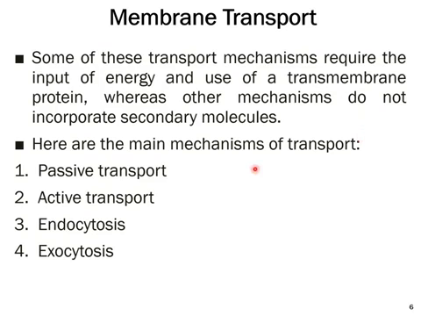So here are the main mechanisms of transport. The first one is passive transport. Number two is active transport, then endocytosis and exocytosis. In this lecture we'll cover passive transport, and the rest of these three mechanisms will be covered in the next lecture.